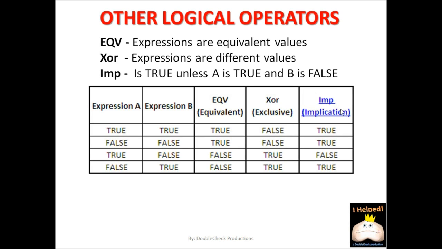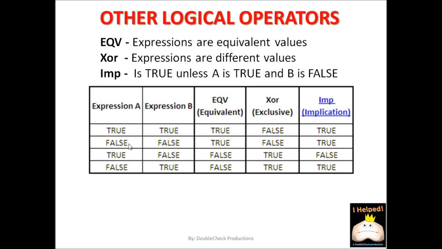The implied value, let's see, does it meet the criteria, which is A true and B false? No, that's not the case. So it's going to stay true. All right, here we have both of them are false. Are these values equivalent? Yes, they are. Therefore, that one comes out true. Again, they are not differing values, so our exclusive value comes out to false. And again, we don't change our criteria, so the implied value is still going to come out true.